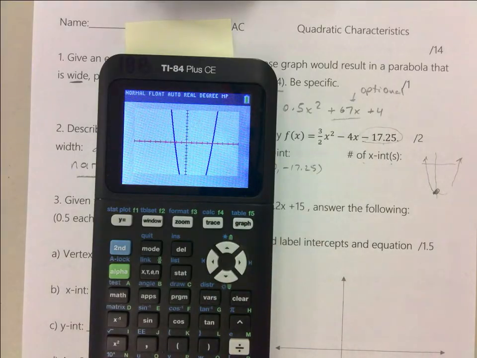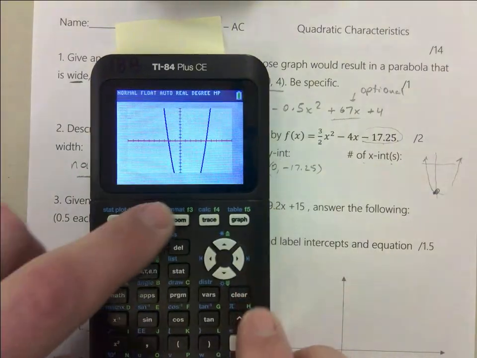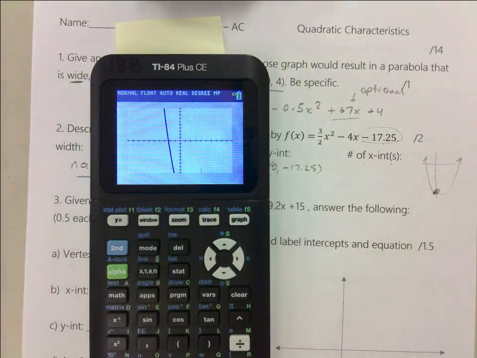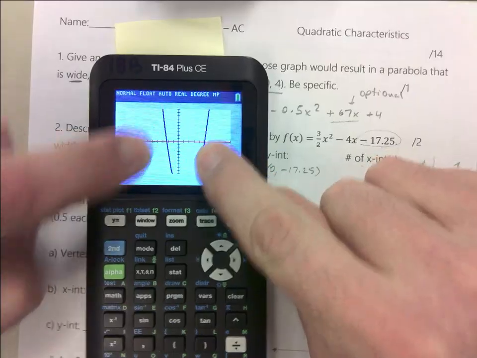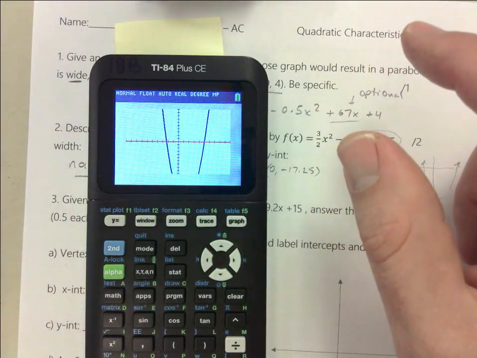So my screen actually does a pretty good job at showing this. I'm going to go zoom 6. Let's all go zoom 6 so we're all looking at the exact same window. What do I need to do now? Chase the curve down. That's it. Because you see the x-intercepts. Now I just want to know the vertex and the y-intercept.